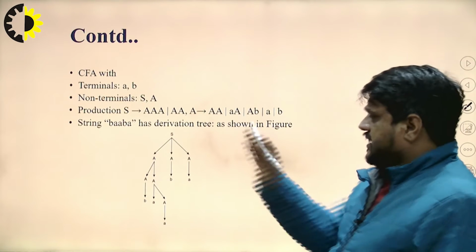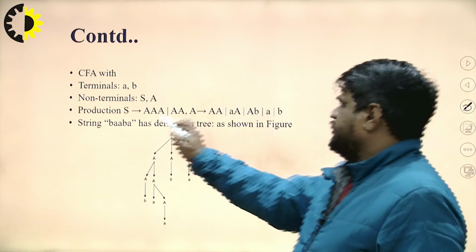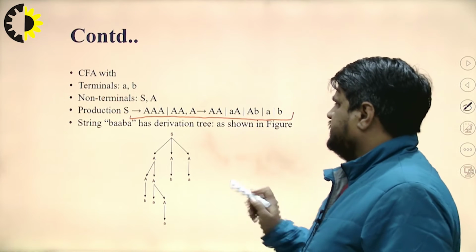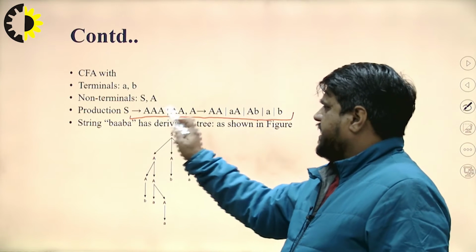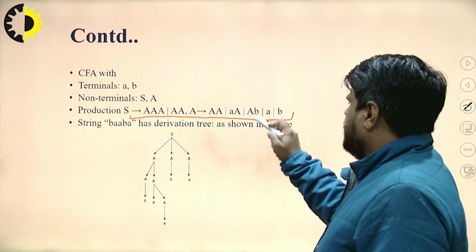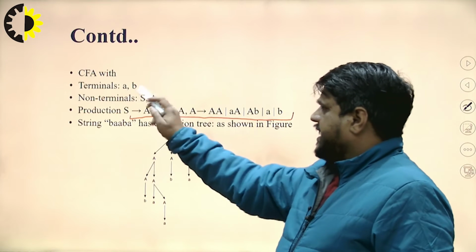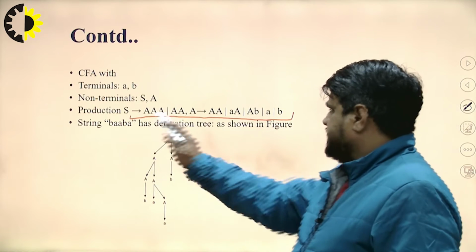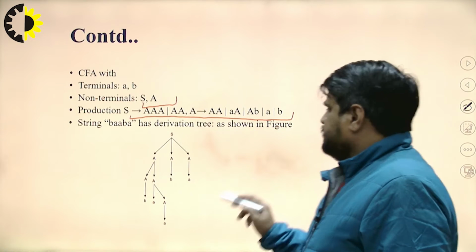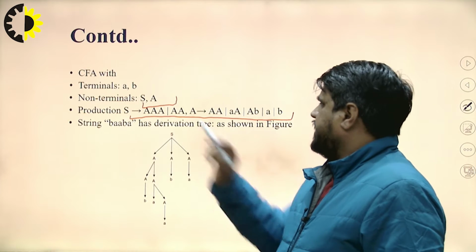For example, consider this particular grammar. The productions are S tends to AAA or AA, A tends to AA or AA or AB or A and B. Here a and b are the terminals. Inside this grammar there are two non-terminals, S and A. Suppose we want to derive the string BABA.